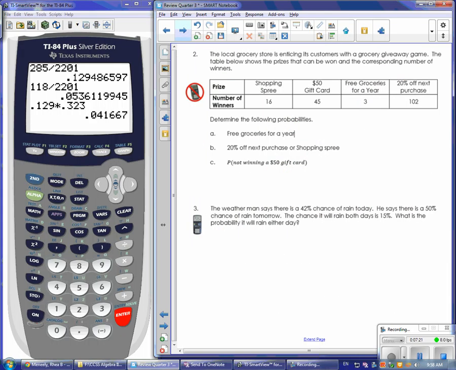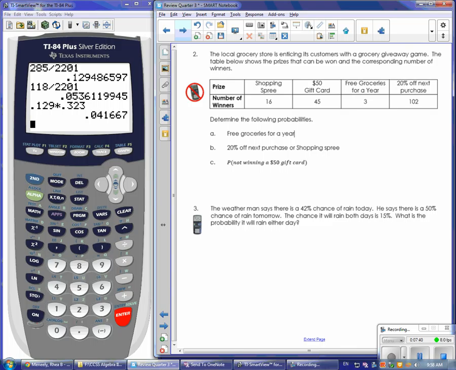All right, let's take a look at number 2. This is another problem where you can't use your calculator, so you are going to have to do some of the math by hand. In all of these, you can leave your probabilities as fractions. So in number 2, it says the local grocery store is enticing its customers with a grocery giveaway game. The table below shows the prizes that can be won and the corresponding number of winners.